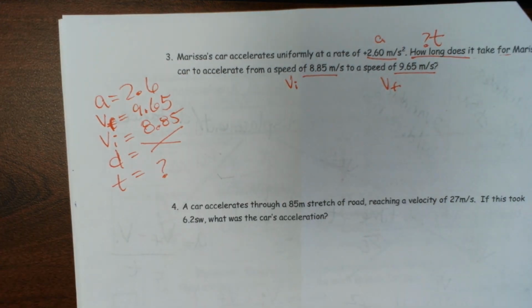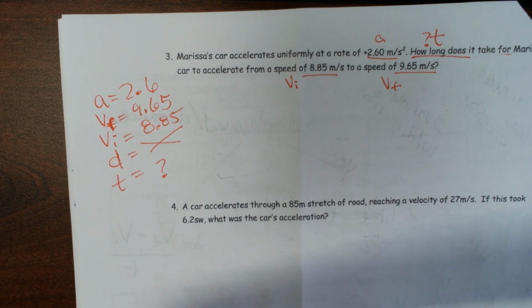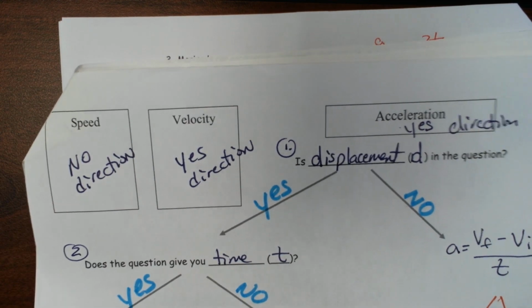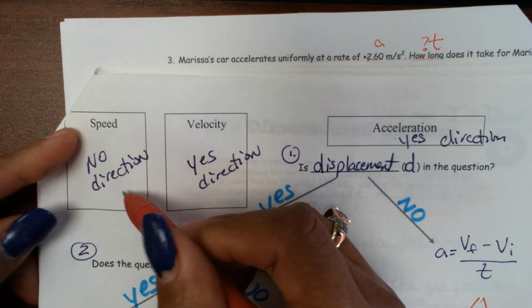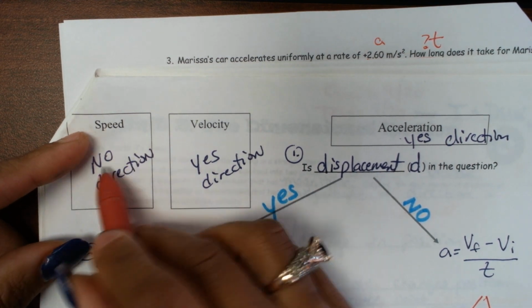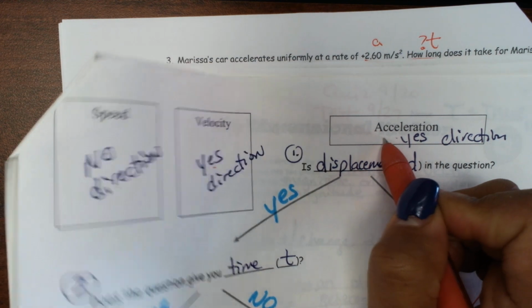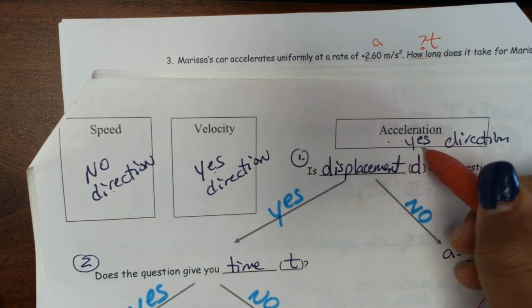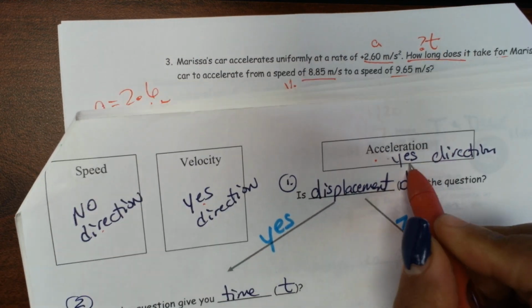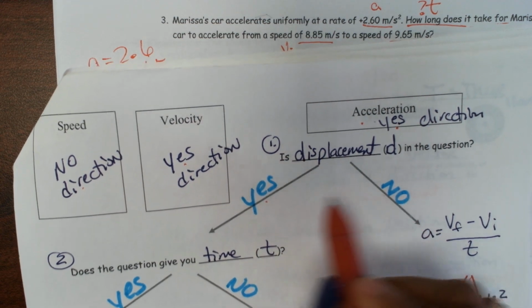Using my dichotomous chart over here, I'm going to ask myself, wait a minute, did they give me just two variables, no direction? No. Two variables, direction? No. Did they give me some type of acceleration? Yes, they did. So the question is, was D ever talked about, used, or discussed?